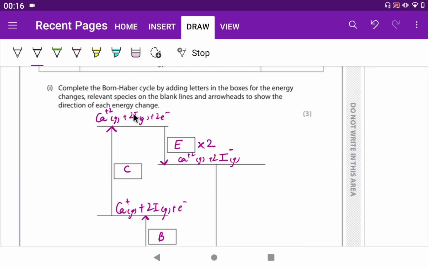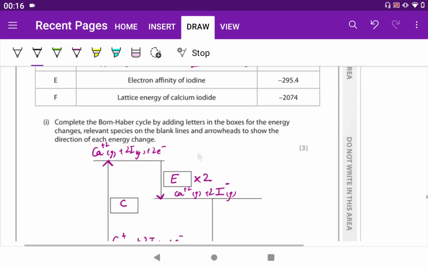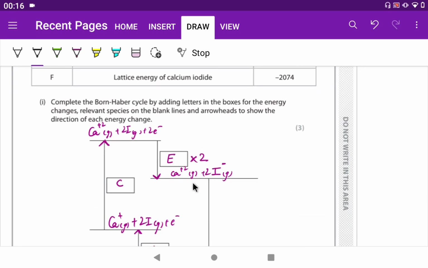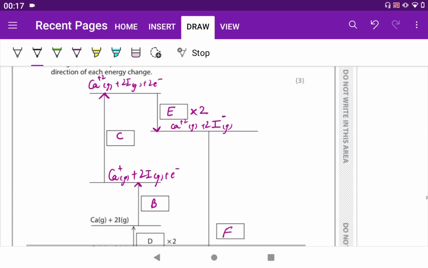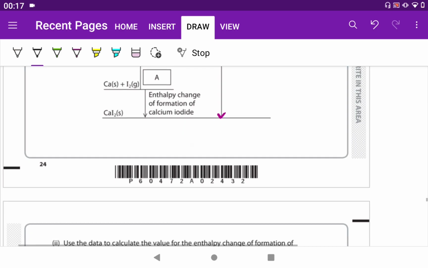These two electrons will be taken by the iodine, so it will be electron affinity. So E is electron affinity of iodine. Iodine takes these two electrons and becomes Ca2+ gaseous and 2I- gaseous. So after these, the reaction occurs with lattice energy of these two. This is F. So we can mark all these.